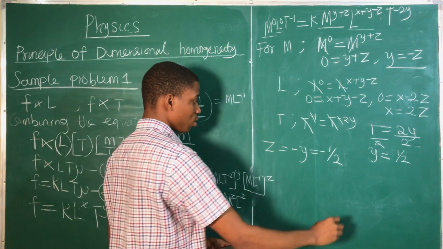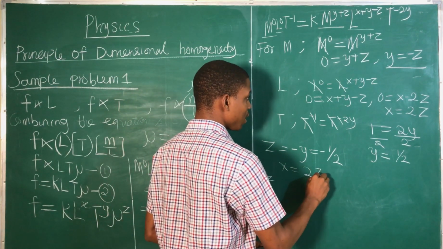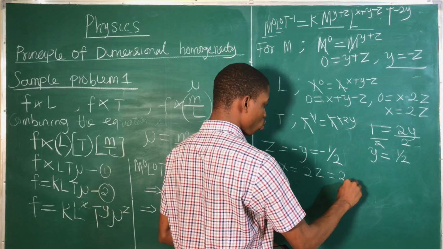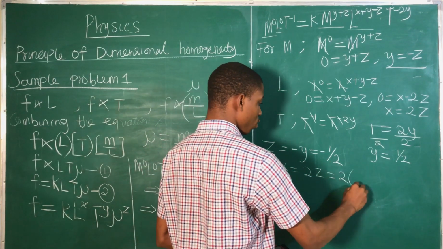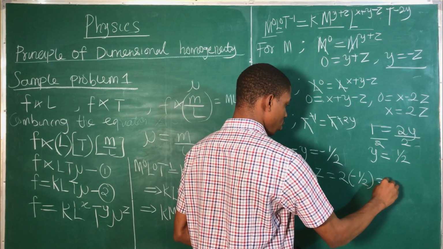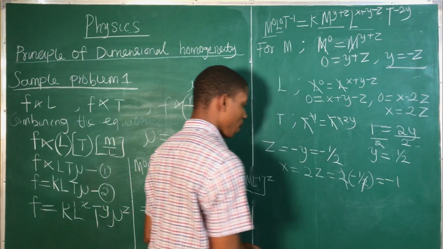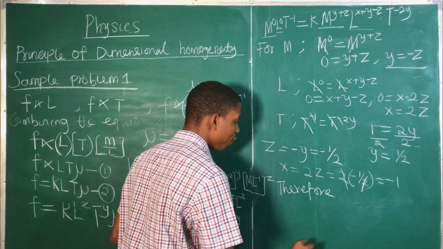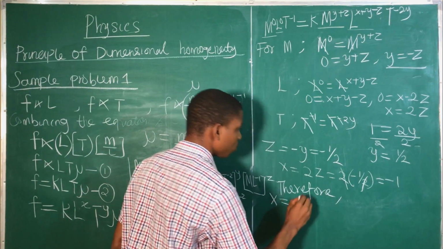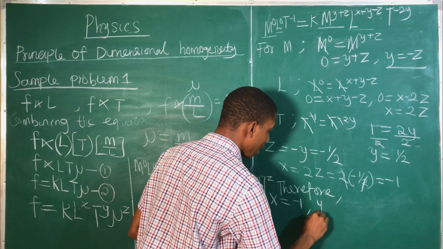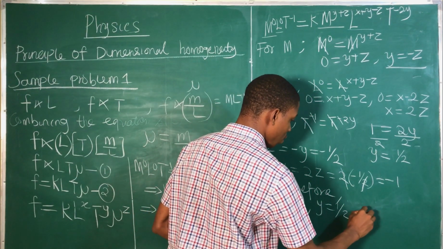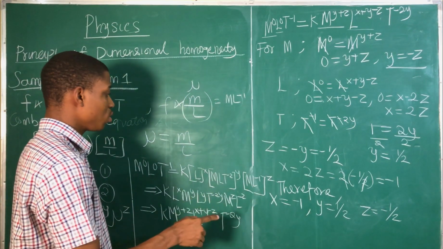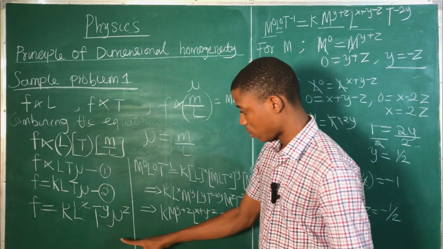And we also said that X is 2Z. So therefore, anywhere you see X represented as 2Z, of course, Z is negative 1 over 2, multiplied by 2. This will cancel this, and it becomes negative 1. So therefore, let's have X as negative 1, Y as 1 over 2, and Z as negative 1 over 2.